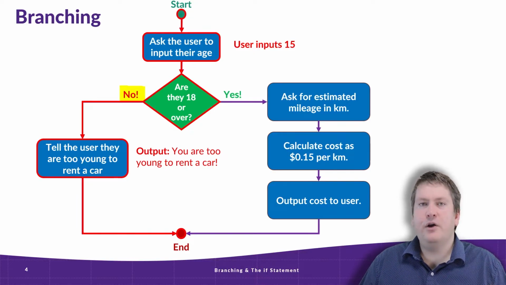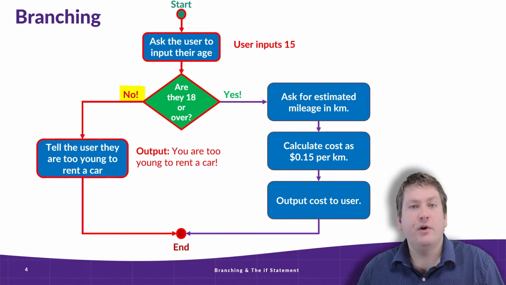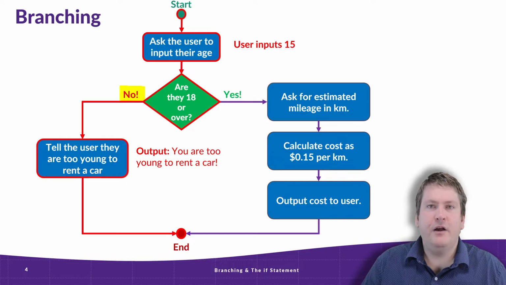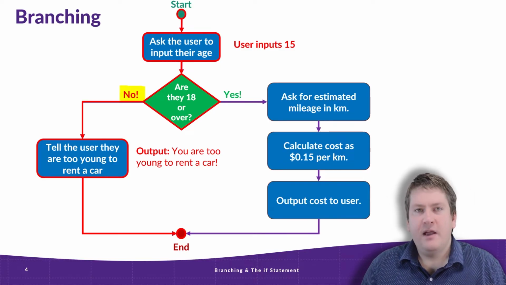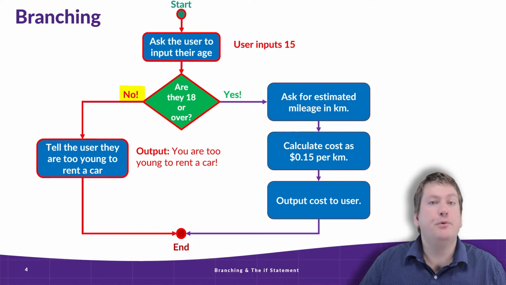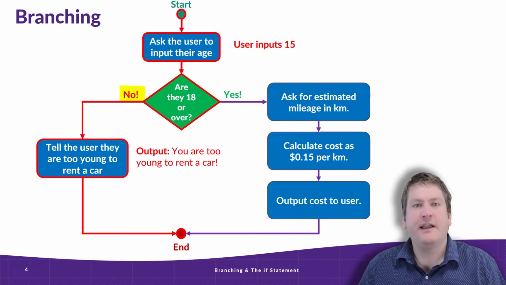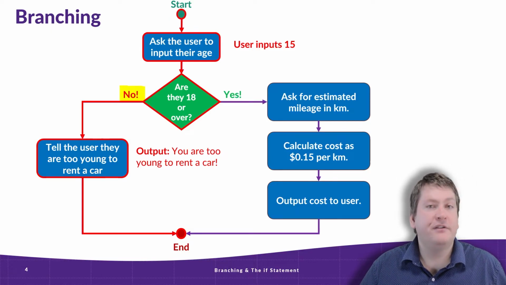So the important thing here to note is there's two different branches. We make a choice, and then based on that choice, we decide, are we going to go and tell them, no, you're too young, or are we going to go and actually calculate the cost of the car rental? And these decisions always have to be Boolean, meaning true or false. So these decisions always have to result in a positive, like yes, true, or a negative, like false, no.